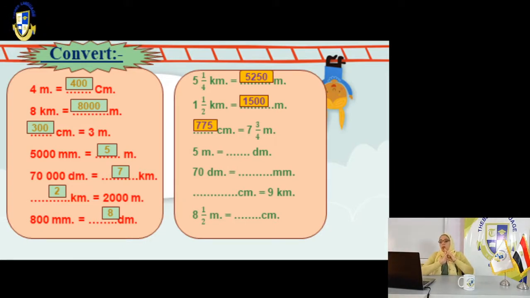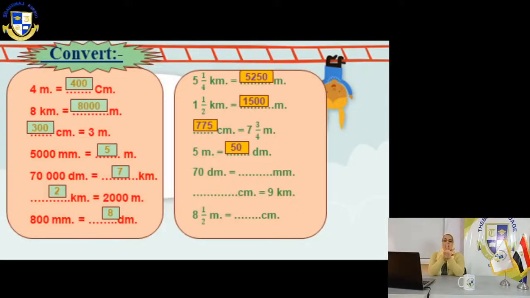Next, 5 meters equals how many decimeters? From meter to decimeter, we have just one 10, so we will multiply by 10, because from big to small, it will be 50. Now 70 decimeter to millimeter: from dc to milli, from big to small, we will multiply. From dc to milli, sorry, we have just 2 tens here, so we will multiply by 100. It will be 7,000.